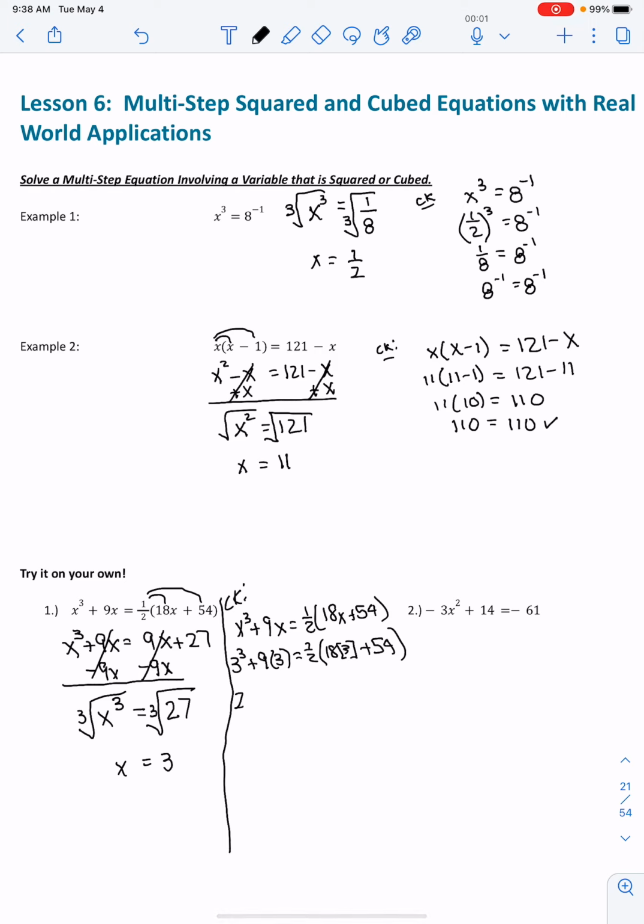So 3 cubed is 27, plus 27 equals, well, 18 multiplied by 3 is 54, so 1/2 times 54 plus 54. So 27 plus 27 is 54 equals 1/2. And I think you're going to see where we're going here. So 54 plus 54 is 108.